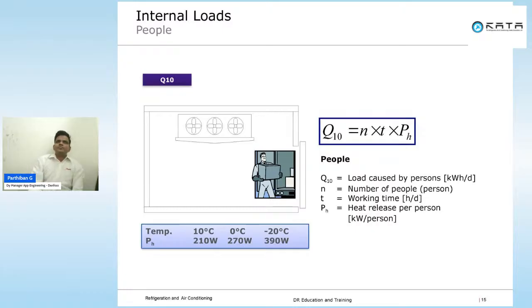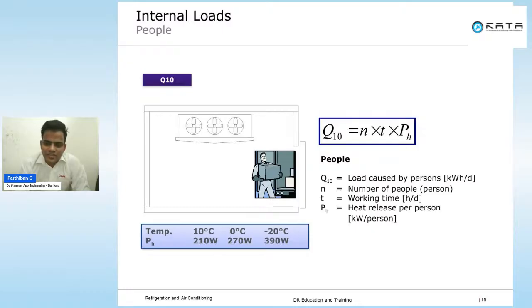Say you have 10 people entering for 15 minutes a day. You can convert that into man hours. So 10 people times 15 minutes is 150 minutes. You have to convert that to hours. So 60 minutes is 1 hour, and 150 minutes is 2.5 hours. So 2.5 is the T.